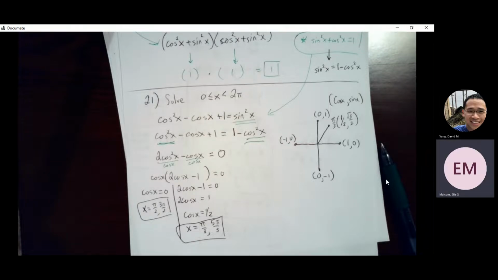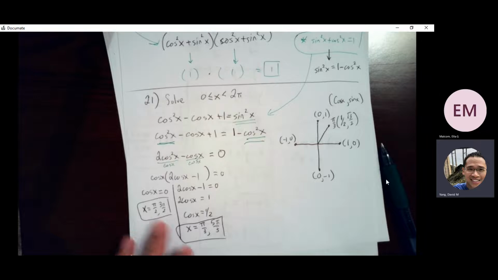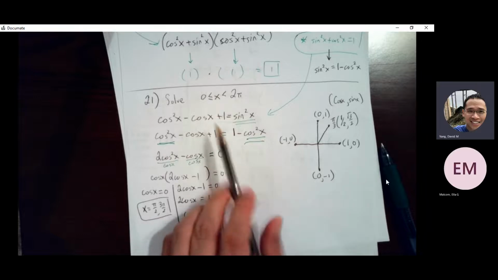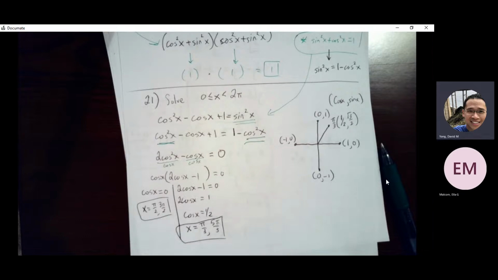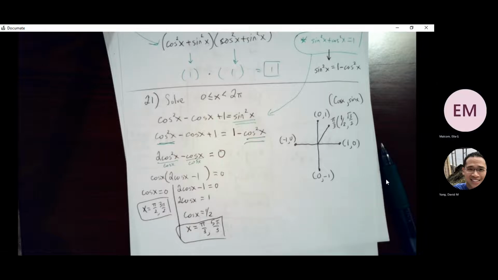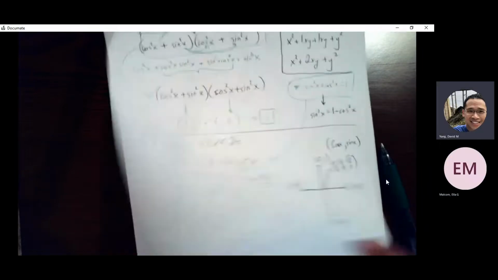So we combined all. That's 4. I found all the solutions and they all landed inside my domain. So I want to hold on to all 4 solutions. Okay. Let's go to part E.